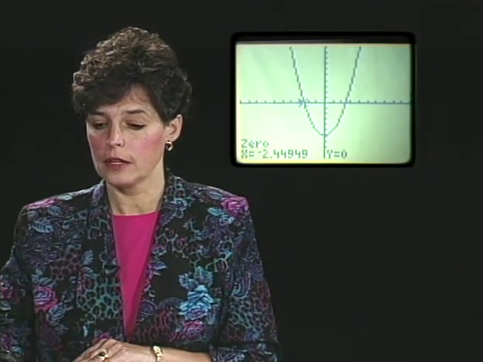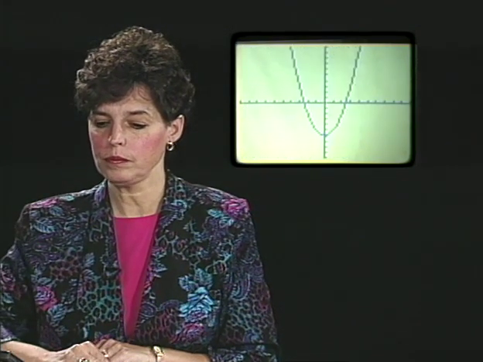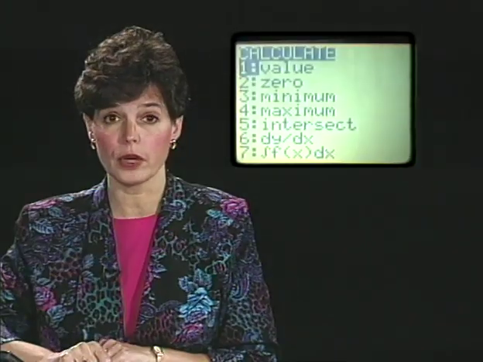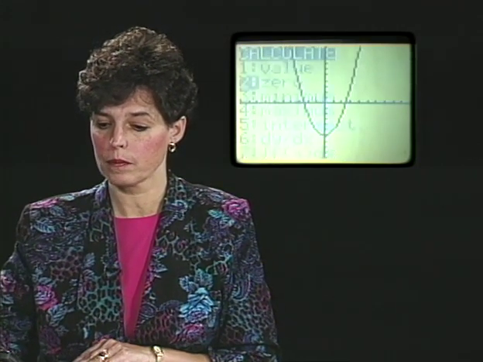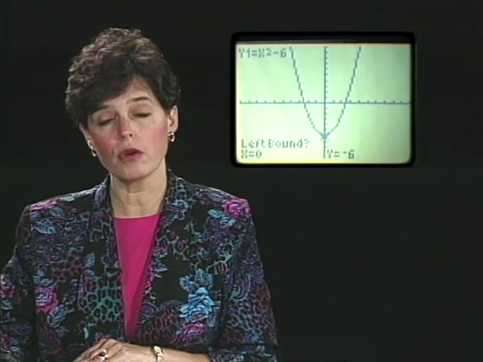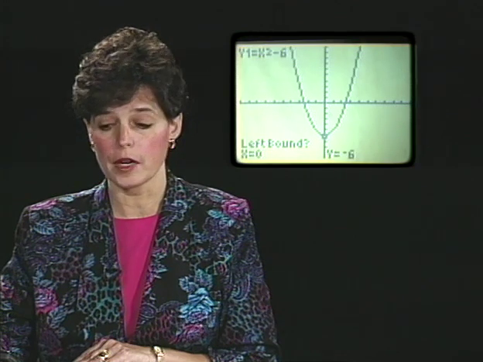Now there's another aspect of finding the 0 that we're going to look at that is unique to this calculator. Let's go to zoom standard to kind of clear everything out here. Go to second calc again. Notice that calc is located up above trace. Go to 0 like we did last time. And this time when it asks for left bound, instead of arrowing over to it, I'm going to simply put in a number by typing it in.